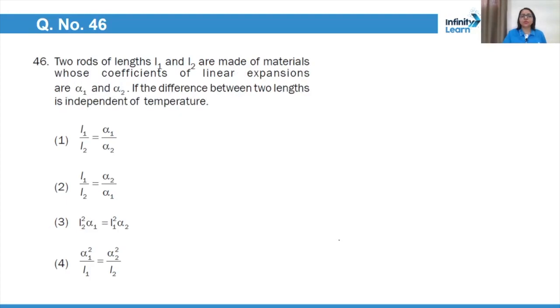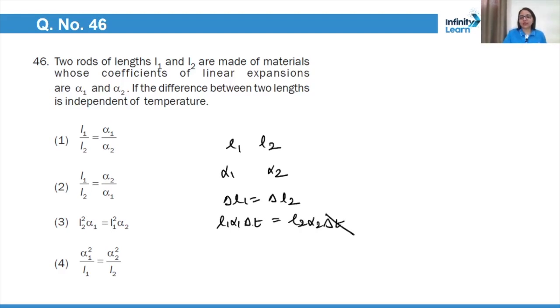46th question. Two rods of the length L1 and L2 are made of materials whose coefficients of linear expansions are alpha 1 and alpha 2. If the difference between two lengths is independent of temperature, then which of the following relation is correct? That means the increase in length, delta L1, should be equal to delta L2. What is delta L1? It is L1 alpha 1 delta T, and it should be equal to L2 alpha 2 delta T. Delta T cancels.